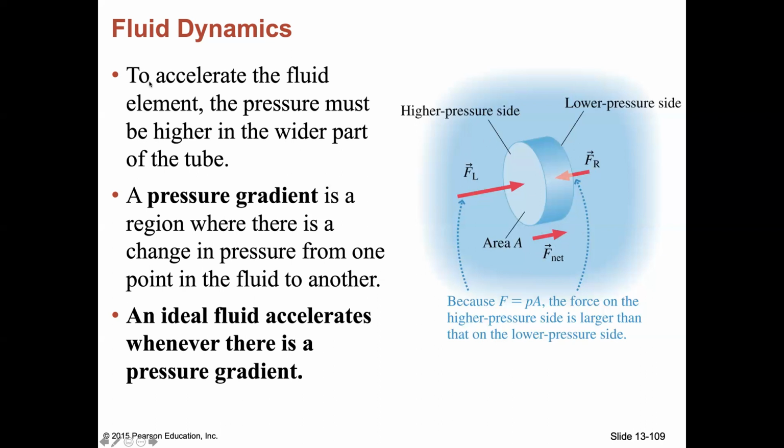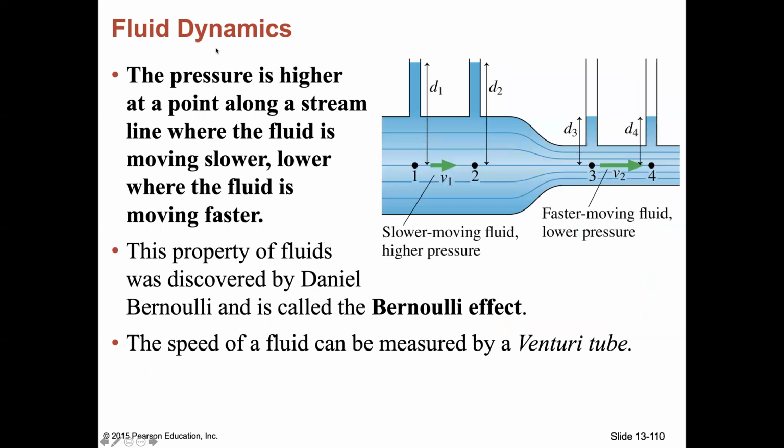And then to accelerate the element, the pressure must be higher in the wider part of the tube, and the pressure gradient is the region where there's a change in pressure from one point in the fluid to another. So by taking a look at this figure, we know there must be a pressure gradient. An ideal fluid accelerates whenever there is a pressure gradient. Okay, and then the pressure is higher at a point along the streamline where the fluid is moving slower and lower where the fluid is moving faster.